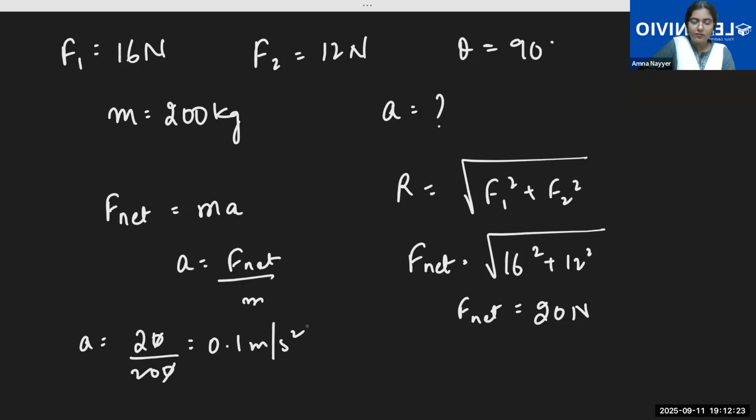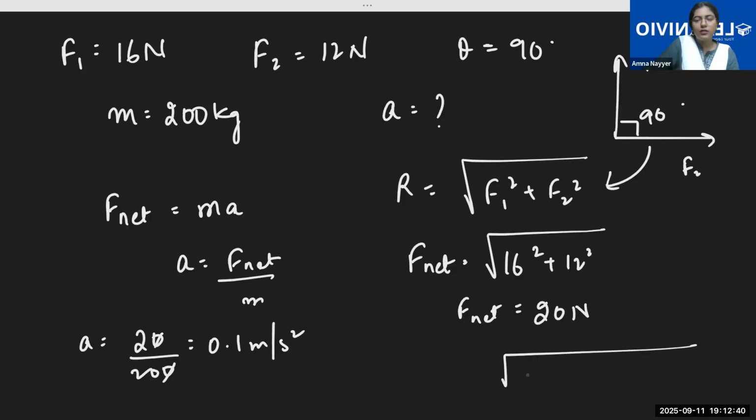Why did we take root? Root because two vectors are perpendicular to each other. This is F1, this is F2. They are making an angle of 90 degree. Apply the parallelogram law: under root A square plus B square plus 2AB cos theta. The 2AB cos theta part is 0 here. F1 square plus F2 square plus 2 F1 F2 cos 90 degree, this whole will be 0 because cos 90 is 0. So you'll be left with under root F1 square plus F2 square. Got it properly? Yes.